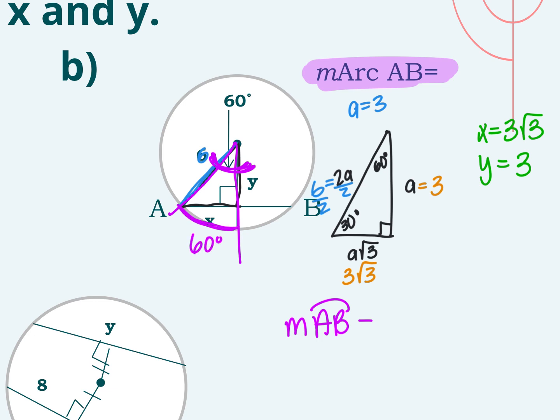Remember, your angle measure is the same measure of your arc. But they're asking us for arc AB. So what should this half be? 60 as well. So what's the entire measure of arc AB? 120. Good. 60 plus 60. I'm going to get 120 degrees as my arc measure. All right, remember your angle measures are the same measures of your arc.